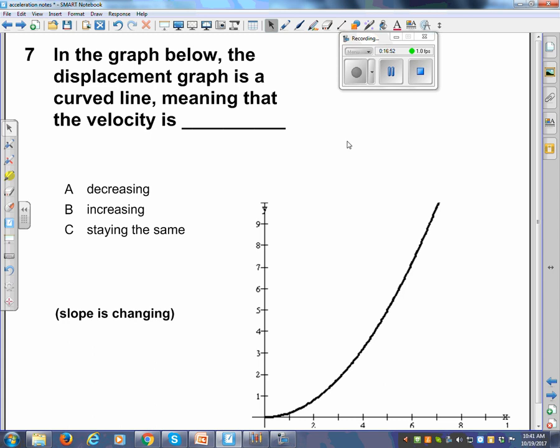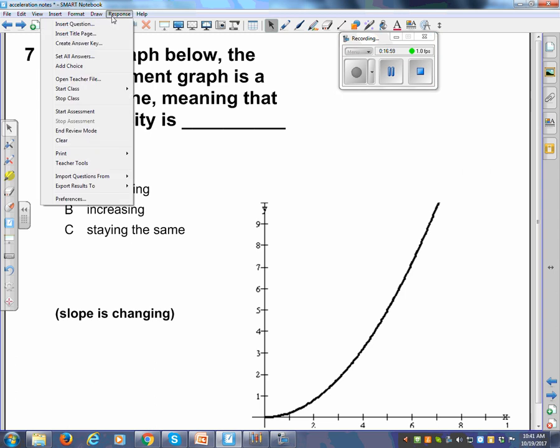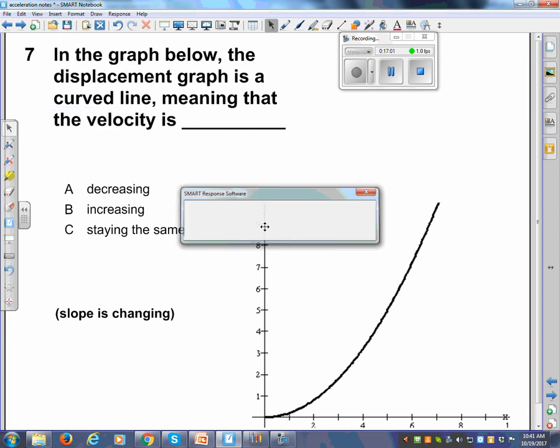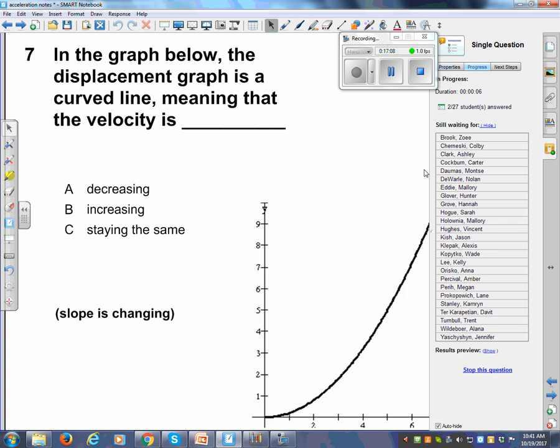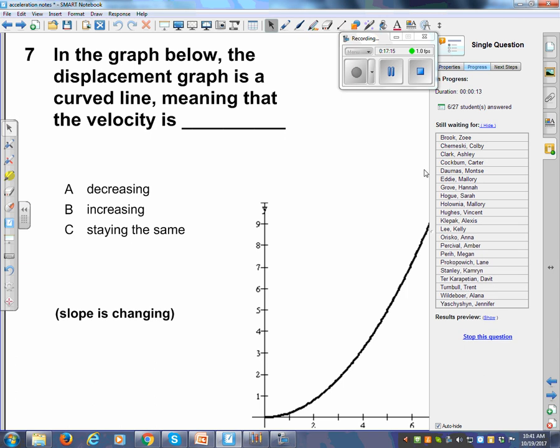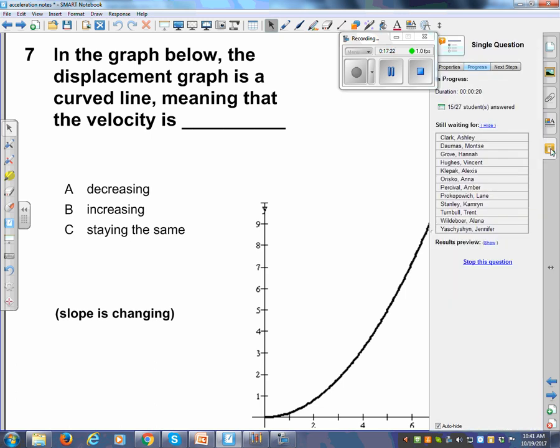Here's the first graph that we've got there. Now, we've done some of this already, so it shouldn't be too challenging here. In the graph below, the displacement graph is a curved line, meaning that the velocity is decreasing, increasing, or staying the same? If you completed the lab the other day, you should know this. We've got a curved displacement time graph. What does that tell me about the velocity? Is it decreasing, increasing, or staying the same?